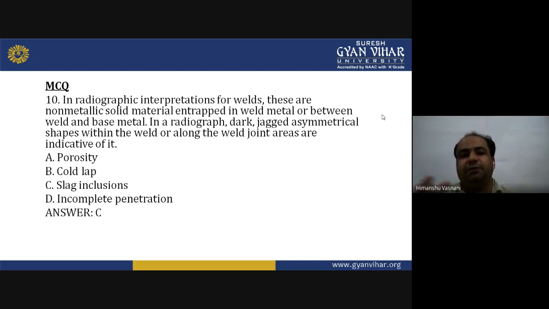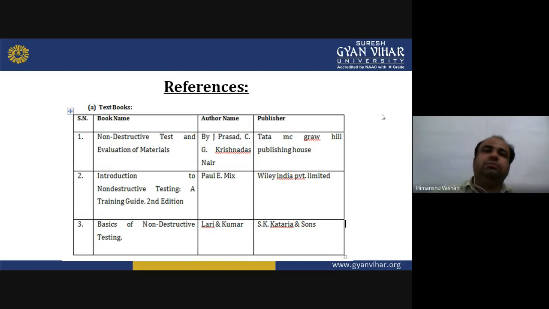Now, in radiographic interpretation for welds, these are non-metallic solid materials entrapped in the weld metal or between the weld and base metal. In a radiograph, dark, jagged, asymmetrical shapes within the weld or along the weld joint areas are indicative of it. What do we call this? Slag inclusion.